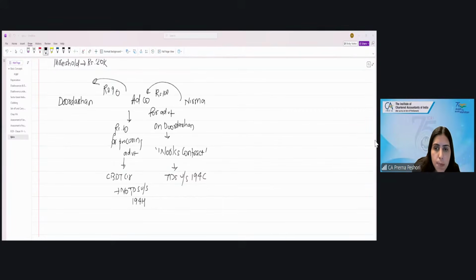So, in this particular case, the question is whether the fees taken by the advertising company from these media companies are commission or discount for attracting 194H. The CBDT has clarified that TDS is not attracted on these payments made by the TV channel to the advertising agency, because these are not technically in the nature of commission. Commission is defined as a payment received by a person acting on behalf of another person.